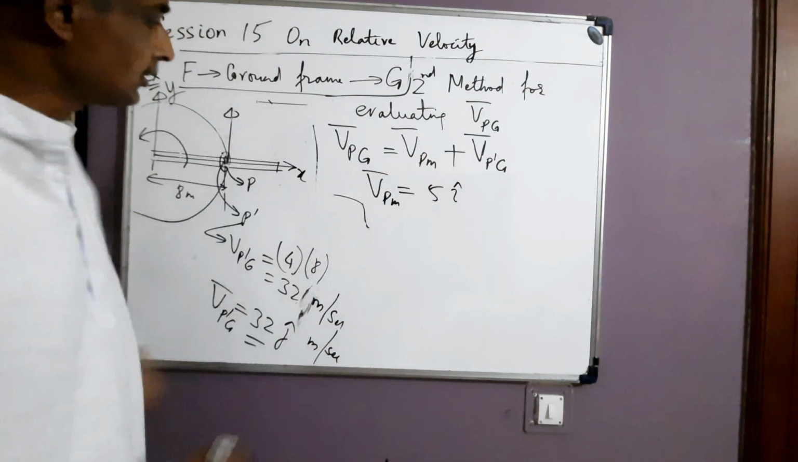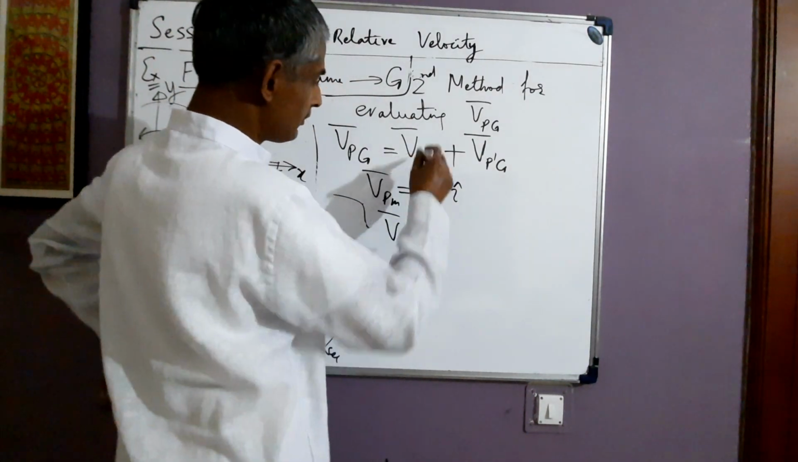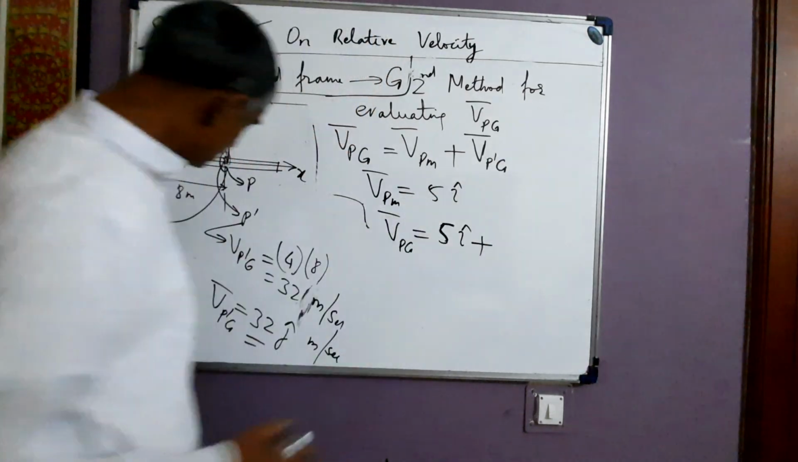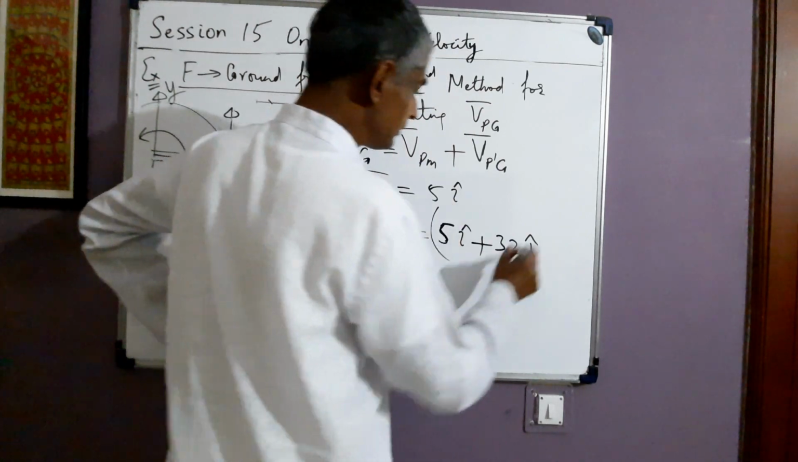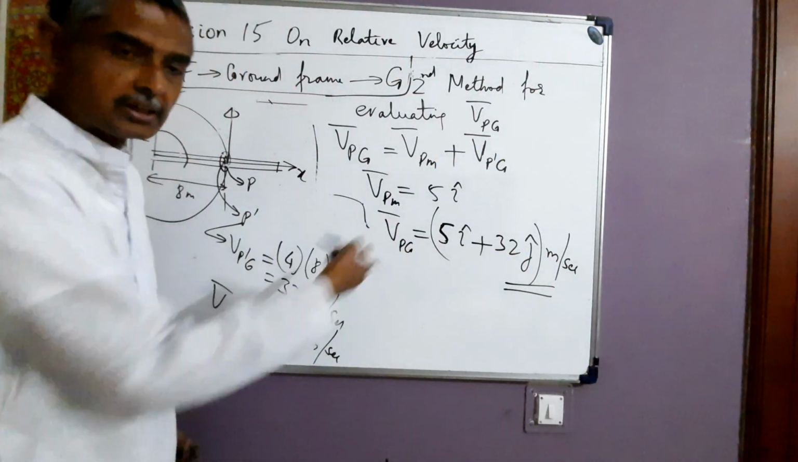So we substitute here, we get VPG now. VPG is equal to VPM, that is 5 i hat, plus VP dash G, which is 32 j hat meter per second. So again we get the same answer, as you can see.